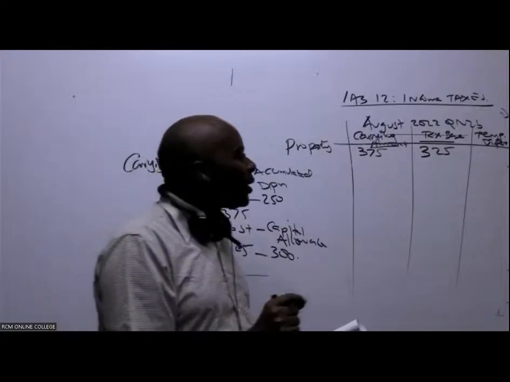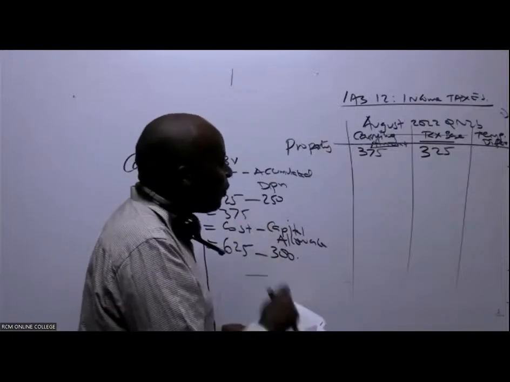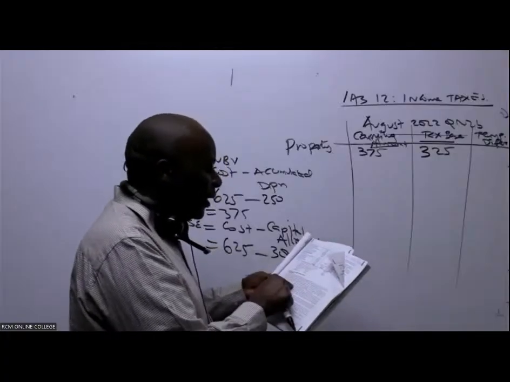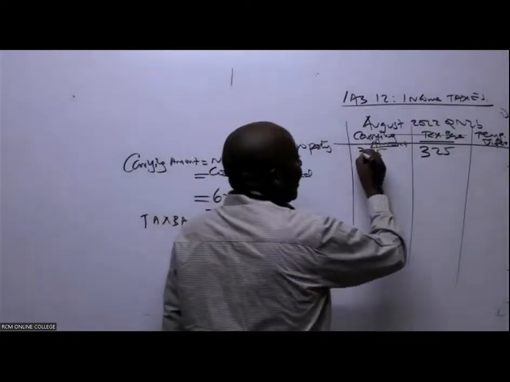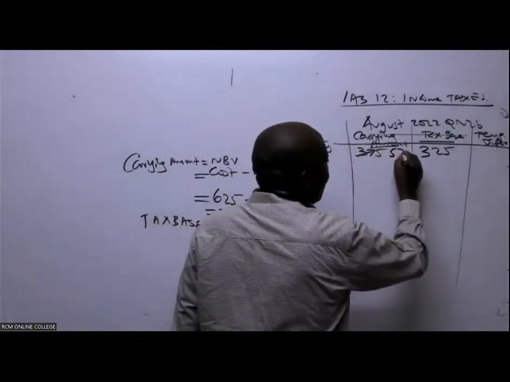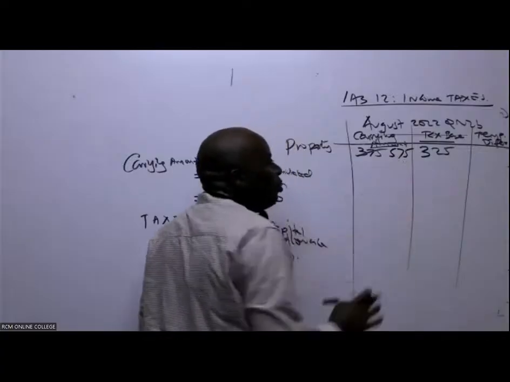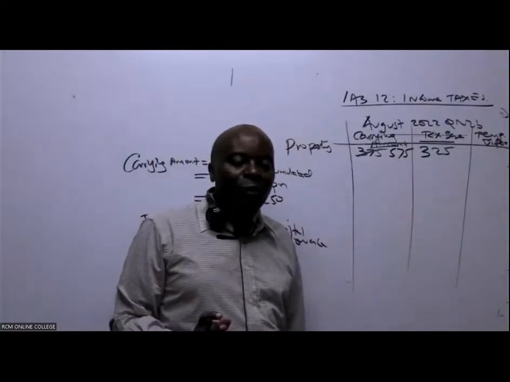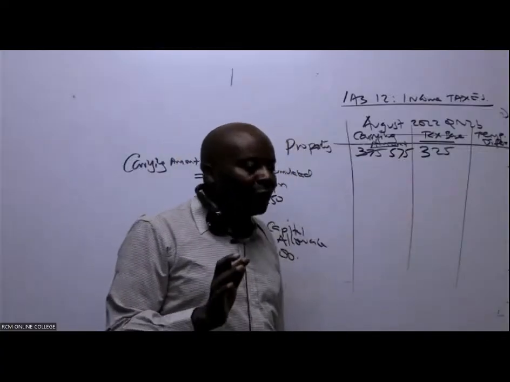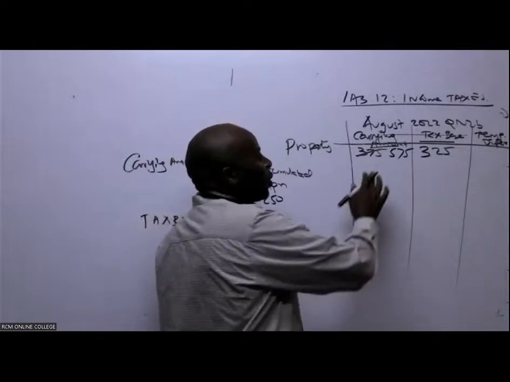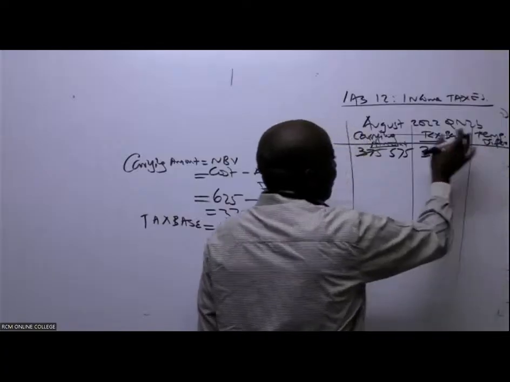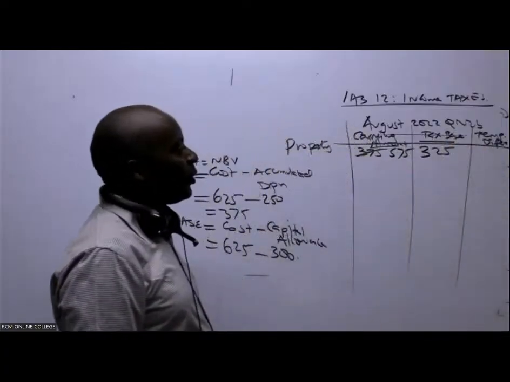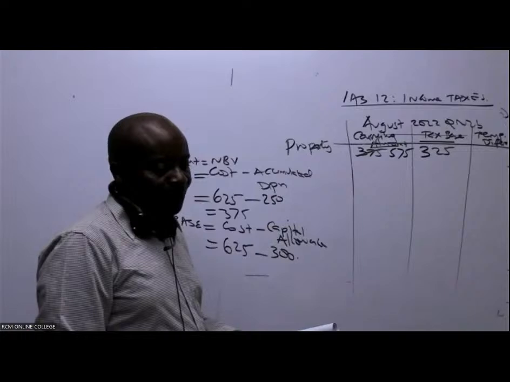So straight away, once I know that there is a revalued amount of 575 for this property, I just come here by the side, strike this off, and call this 575 my new book value. And once I have this as my new book value, then the temporary difference will be 575 minus 325. So can somebody give me this temporary difference?